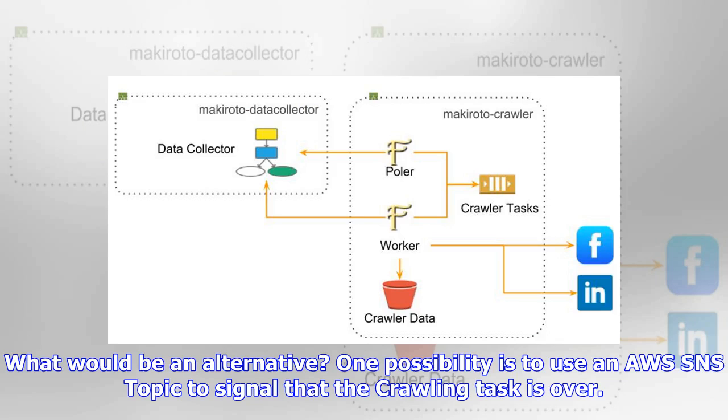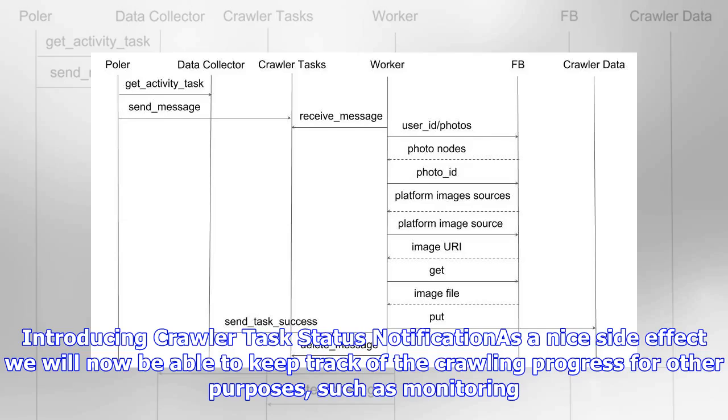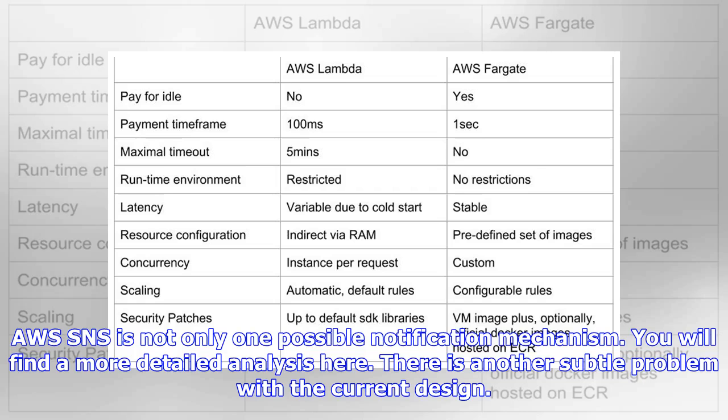One possibility is to use an AWS SNS topic to signal that the crawling task is over. Introducing crawler task status notification is a nice side effect. We will now be able to keep track of the crawling progress for other purposes, such as monitoring. AWS SNS is not the only possible notification mechanism. You will find a more detailed analysis here.